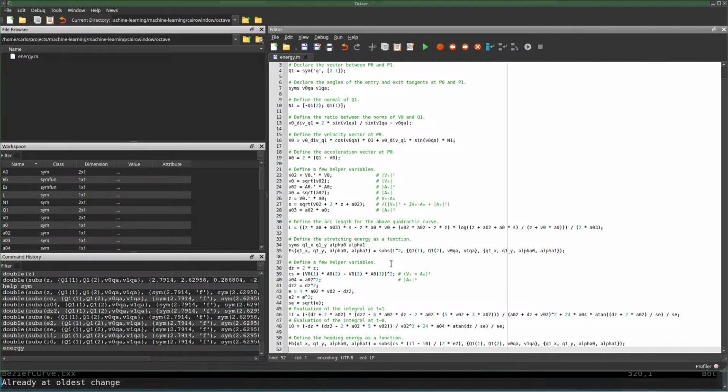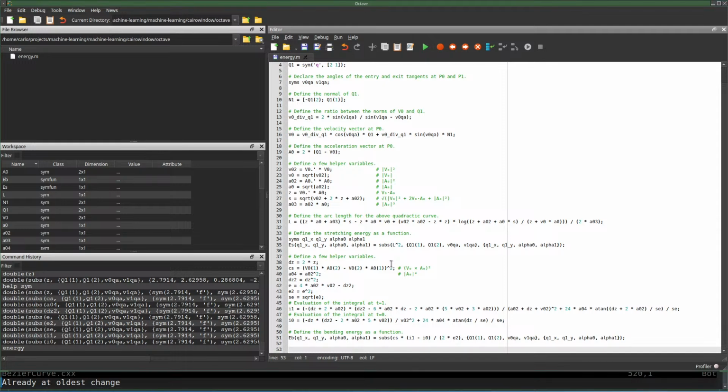Okay, so enter, and then the annoying thing here is that now I have an energy. Of course, the total energy equals ES plus EB, but I need a factor, I need a weighing, I need the bending energy to be way more important than the stretching energy.